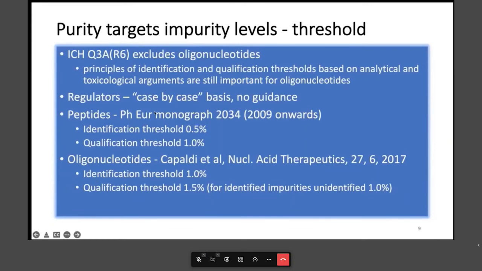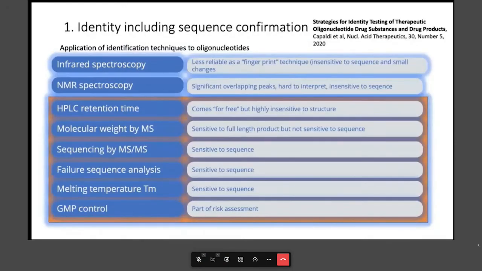I briefly told you that ICH Q3A excludes oligonucleotides, and regulators have been, over the years, working on a case-by-case basis because of guidance, but we have now moved more towards the peptide monograph, and there's an excellent paper by Daniel Capaldi and others in 2017 which set thresholds at 1 and 1.5, which is holding based on specific justifications. So that's really helping us now to move forward.